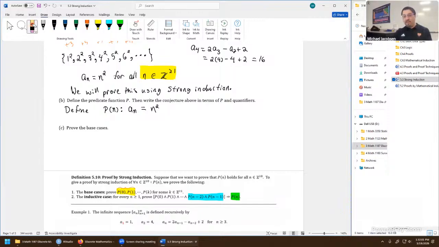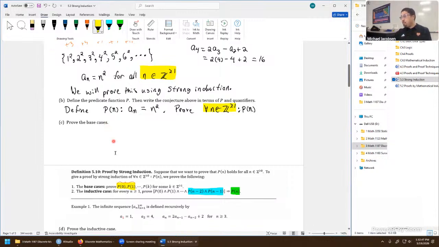So I said define that predicate. So here's the predicate. We'll write the conjecture above in terms of P and the quantifiers. So that's just a restatement of what we said above here. Prove that for all n in the integers greater than or equal to 1, P of n holds as true. Just said briefly like that. So we have the predicate. This says, once again, pretty much verbatim what we set up here. Now using the predicate function, exactly what we're trying to prove.